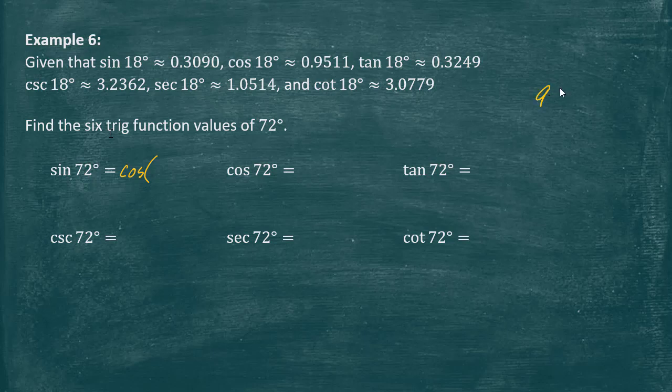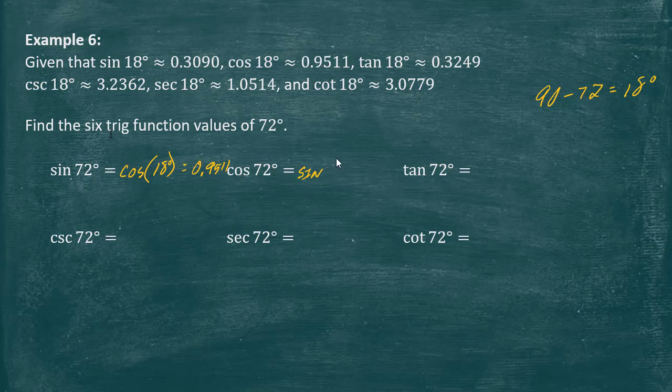So if I went ahead and maybe off to the side just show that 90 minus 72, if I were to subtract, is in fact 18 degrees. So the sine of 72 degrees should match the cosine, its cofunction, of 18 degrees, its complement. And if we go ahead and look at what cosine of 18 degrees was, it would be the 0.9511.